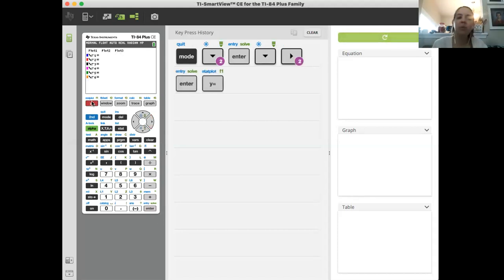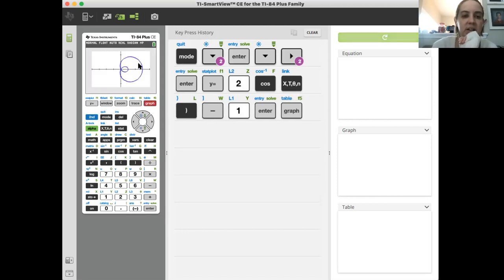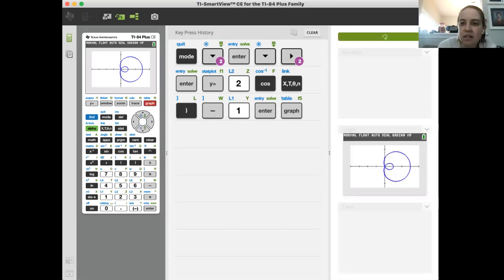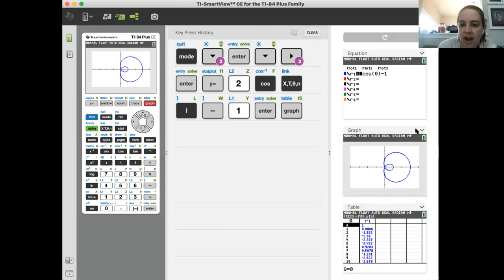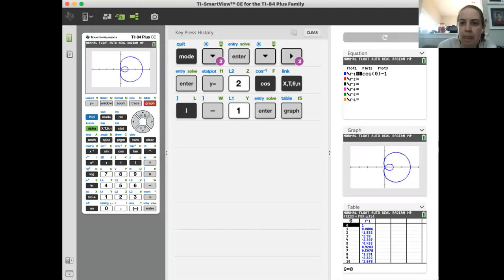So now when you go to your y equals, it looks a little bit different. You have an r. So I'm going to type in 2 cosine theta, that X,T,theta button, minus 1. So this was the graph that we just tried to plot by hand. Enter. Here's my graph. Ta-da, there it is. So in your calculator, it's much, much nicer. I kind of wanted the graph to be big, but they've changed the button. So anyway, there you go. That's what it looks like.